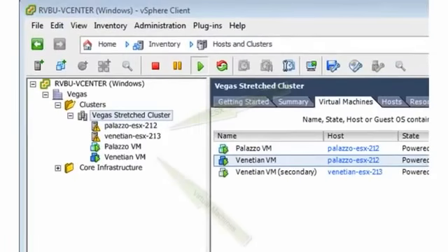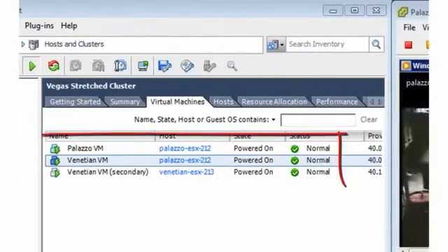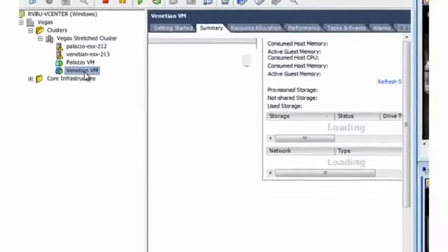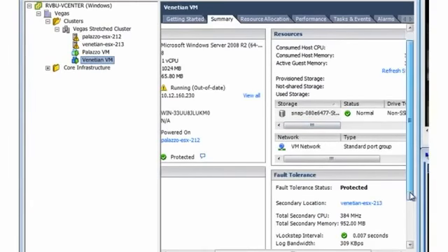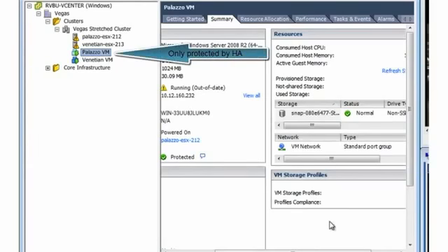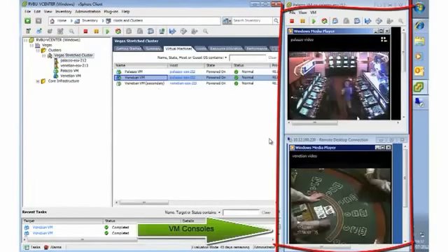So now we're showing vSphere, and here we have two ESX servers. And on those two ESX servers, we also have two VMs. And in this case, both of those VMs are running at the Palazzo location, okay? Whereas a secondary VM, one of them is running at the Venetian, which is controlled by fault tolerance. And as we can see here, this bottom VM is protected by fault tolerance, whereas the top VM is protected by HA. And these are running canned video streams of footage from casinos.